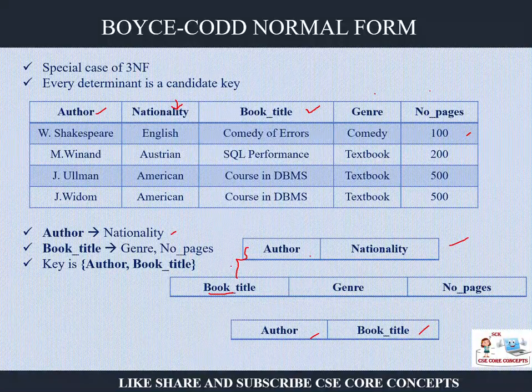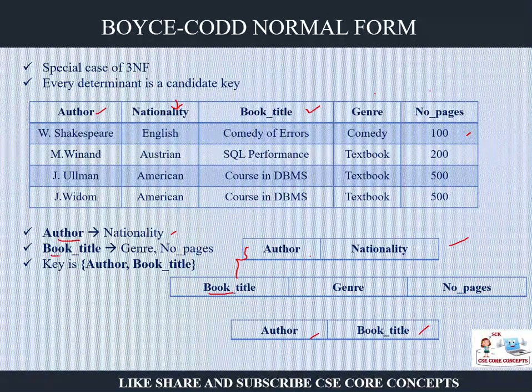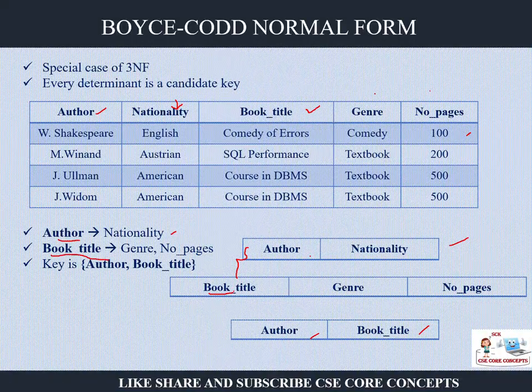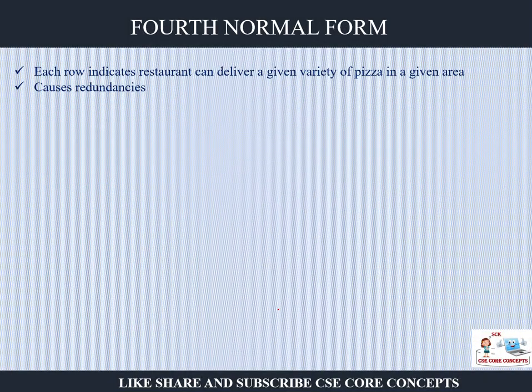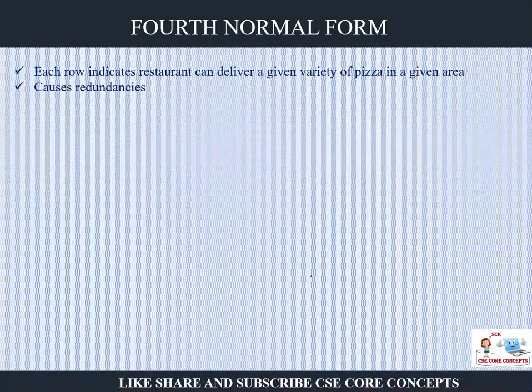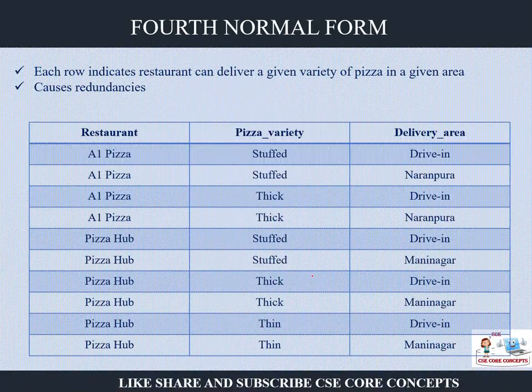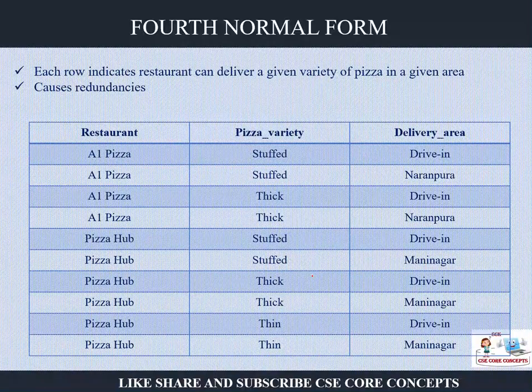So every determinant, who are the determinants here? Author is a determinant, book title is a determinant. Both of them are candidate keys. Then comes your fourth normal form. Let's see this table to understand the fourth normal form.